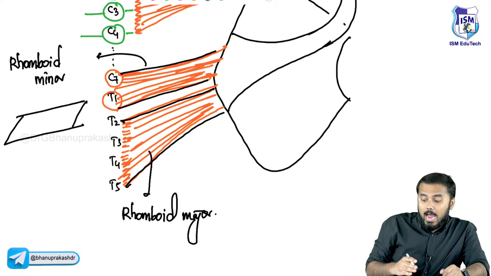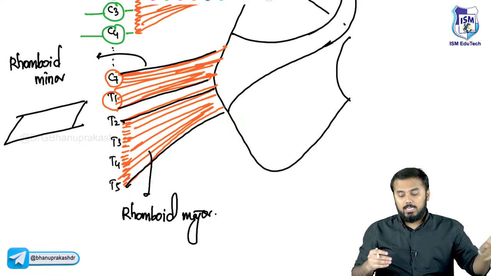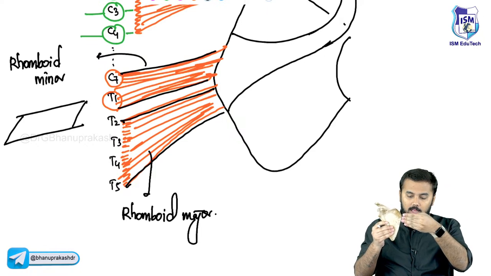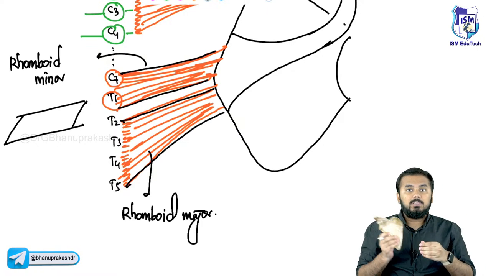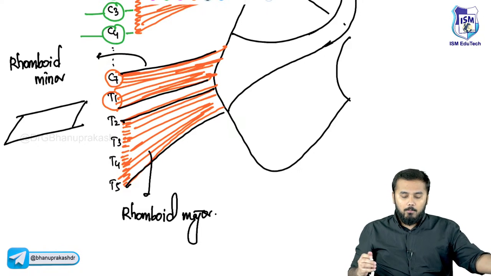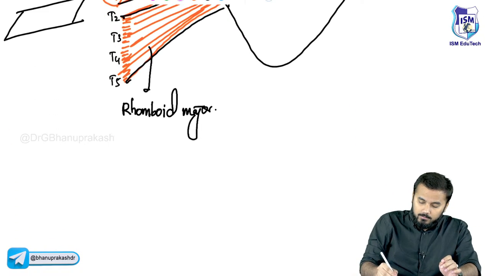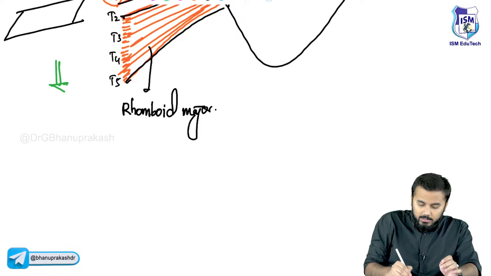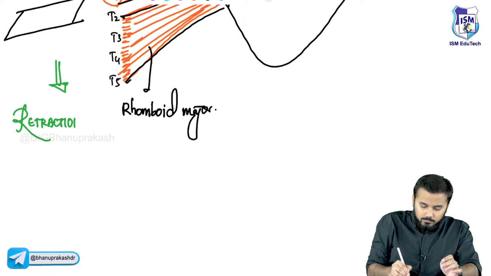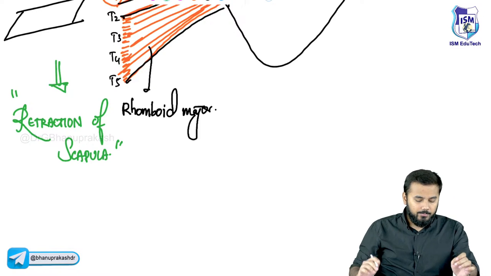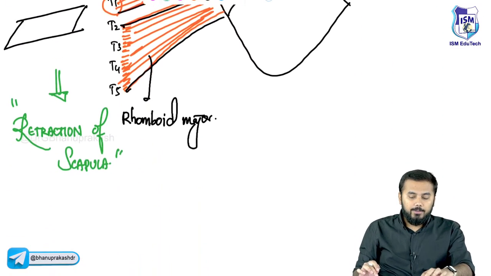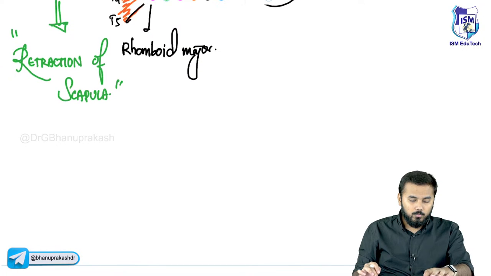See, these muscles are attached exactly opposite to the scapula, right? Exactly here they are attached. For example, if I'm pulling this, what will happen? My scapula is retracting, not depressing, retracting. So rhomboid minor and major perform a function together that is called retraction of the scapula. So all of you understood here, everyone, yes or no?